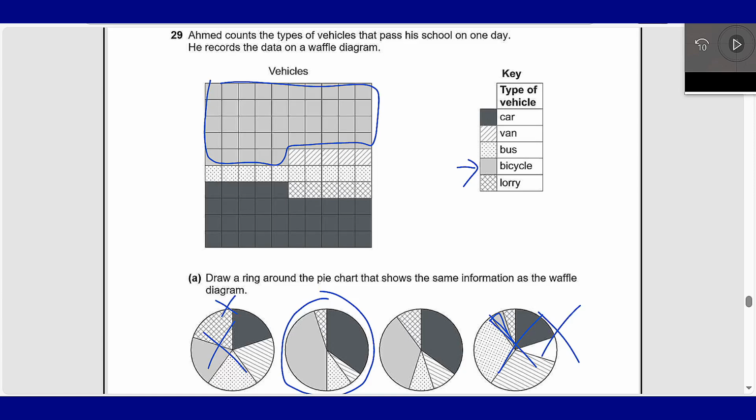Now we have the middle ones, this and that. So how do we eliminate and choose one? Let's analyze this one here. We see that the dotted one has a greater area than the diagonal one. The dotted one is the bus, which is greater than the van. Between bus and van, the bus is definitely more. So the dotted one should show a greater area than the diagonal, while this one shows the same between the dotted one and the diagonal. So this is the mistake here, and that's why we choose the second option as the correct answer.